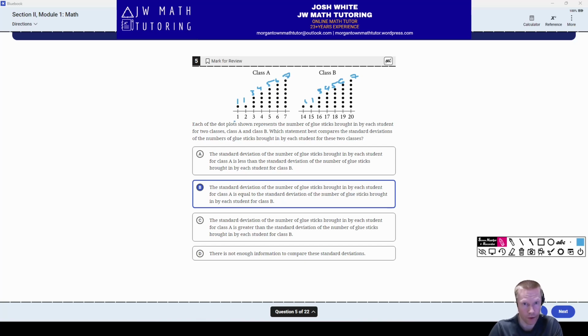Okay. It doesn't matter that the values are different. Like this one goes from 1 to 7, this one goes from 14 to 20. What you're looking at for standard deviation is how the values are distributed. Okay, and again, these each go in the same pattern of like a 1, 1, 3, 4, 5, 6, 7. So that's why the standard deviation is equal, and the correct answer is letter B.